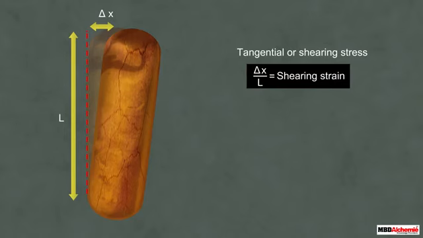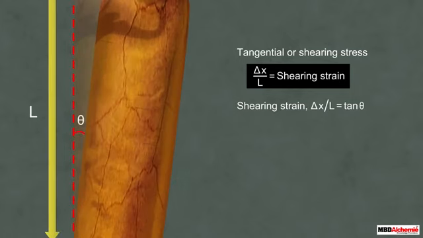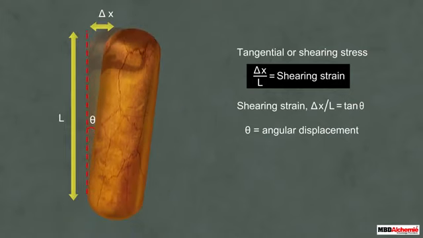The expression for shearing strain can be written as shearing strain, delta x upon L, is equal to tan theta. Here, theta is the angular displacement of the cylinder from the original vertical position of the cylinder. Generally, the value of theta is very small. Therefore, tan theta is nearly equal to theta.